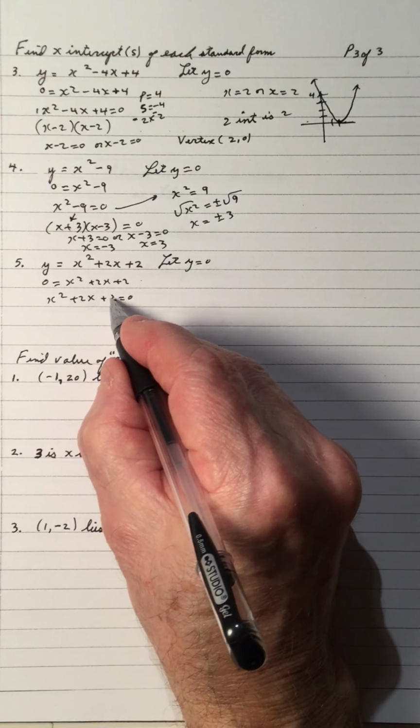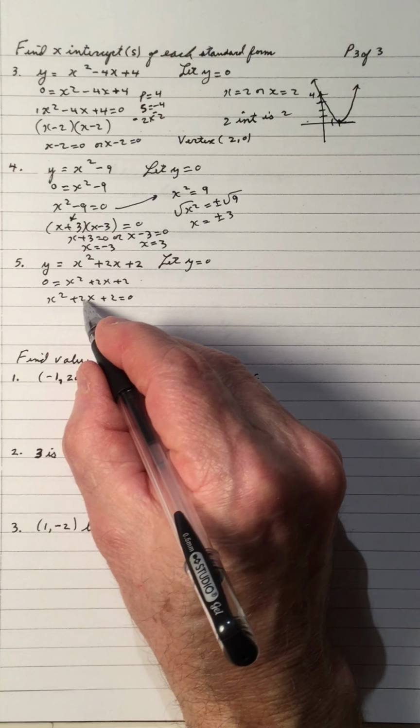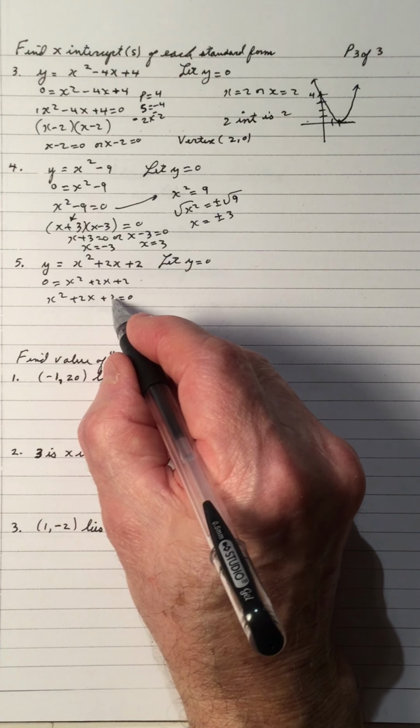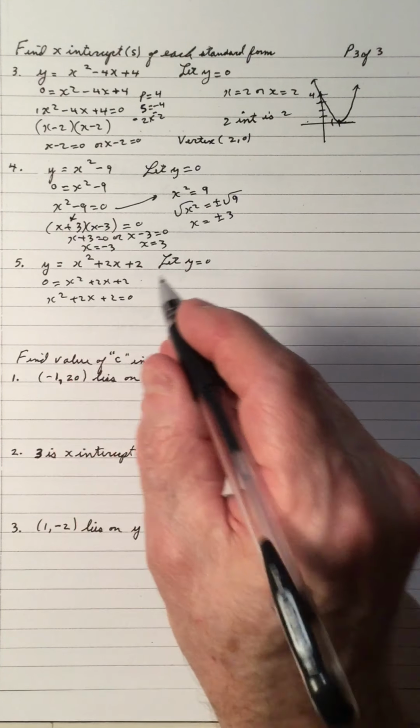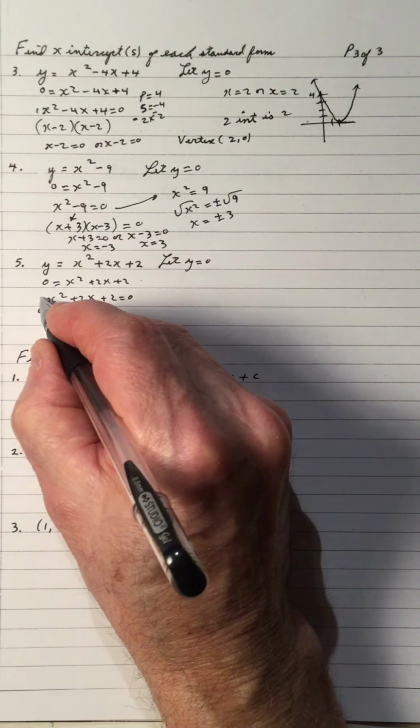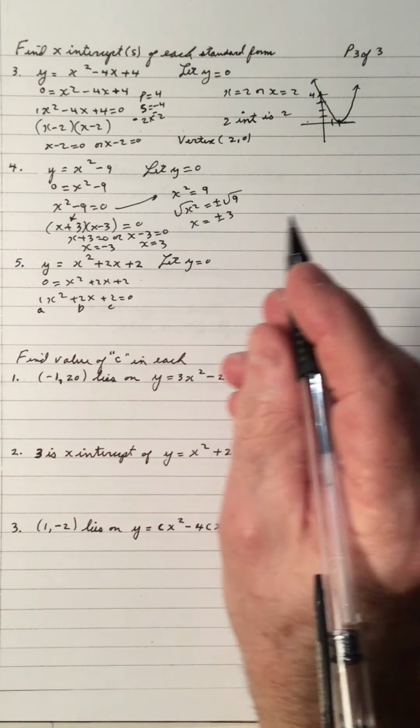Now, the factors of the product 2 and the sum 2: the factors of 2 are 2 and 1, and they won't add up to give me 2, never. They won't subtract to give me 2. So I have to do this one by the quadratic formula. So a, b, and c: a is 1, b is 2, c is 2.